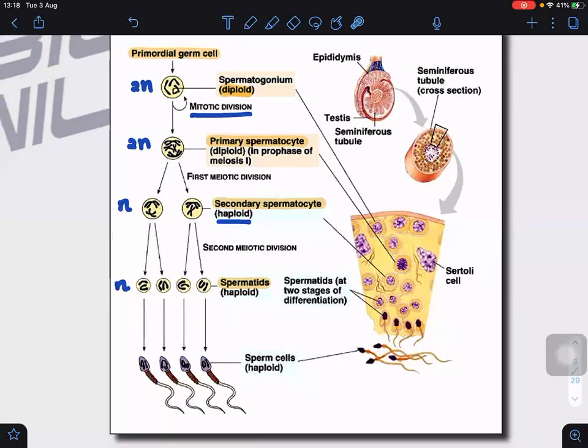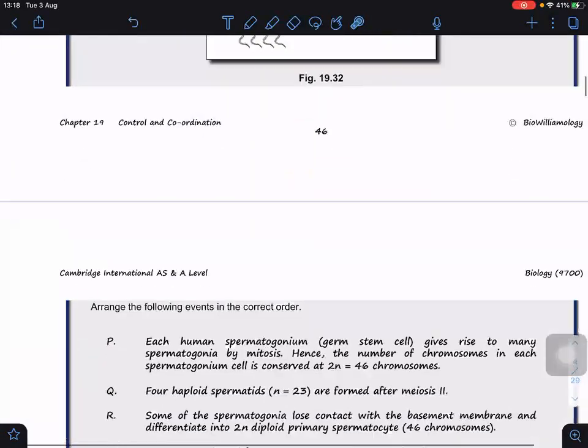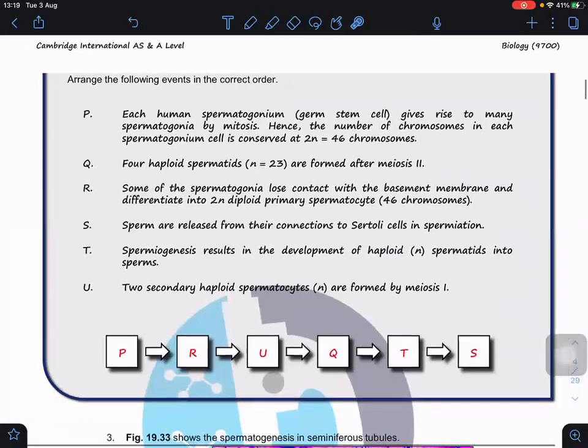So look at the process here. First, each human spermatogonium, called a germ stem cell, gives rise to many spermatogonia by the process of mitosis. Therefore, the number of chromosomes in each spermatogonium cell is conserved at 2n equal to 46. So this is the first process.